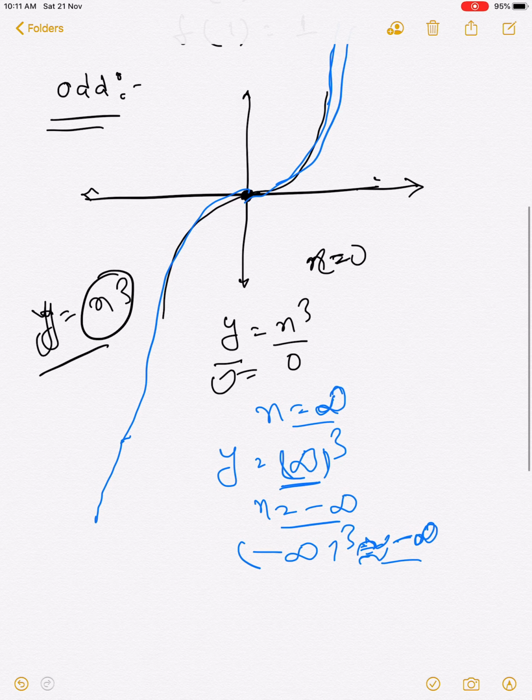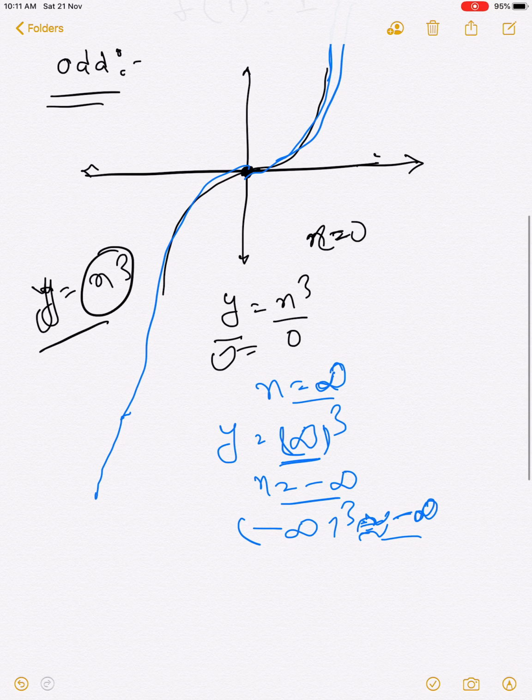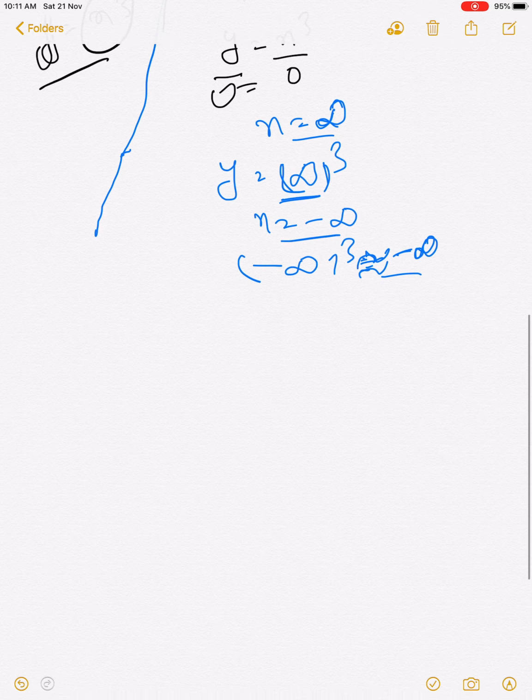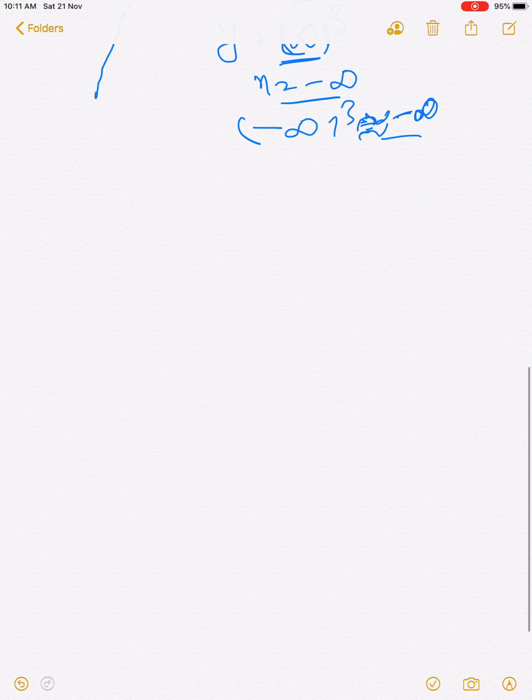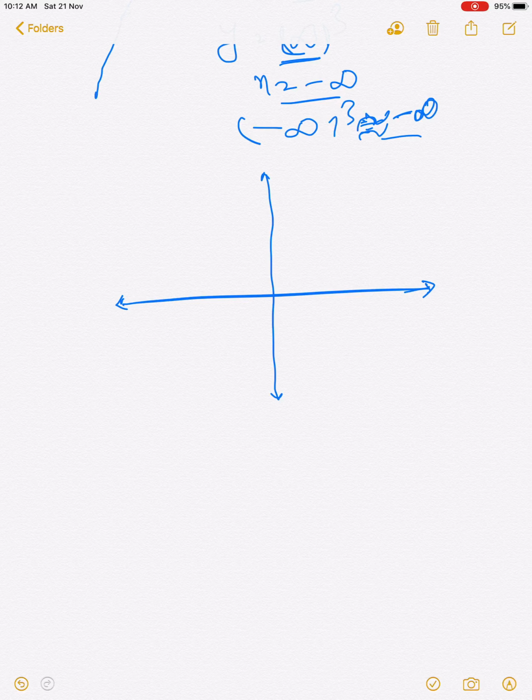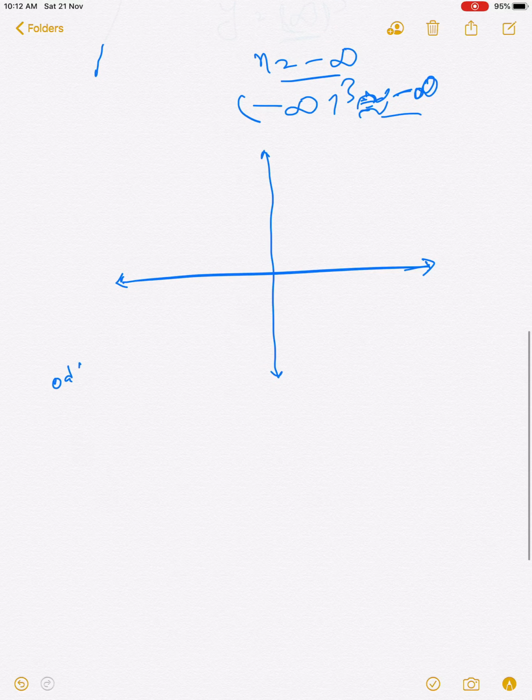If you want to know how we draw the graph of a function, then I will teach you that also. Now, for checking whether a function is odd or even, sorry, only odd, since we have talked about the even function. So for odd, this is like the y equal to x cube function.